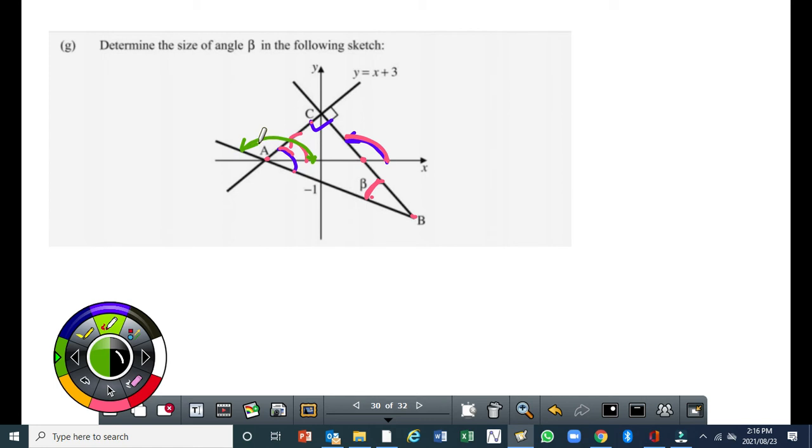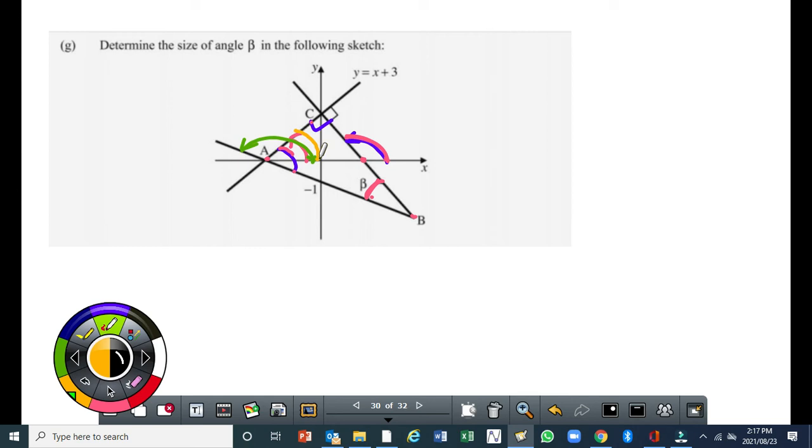Then, you may also have to determine this angle here. Or you have to shift the graph. To shift the graph? Yes. Well, if you can come up with a method where you shift it, then it's fine. But I'm not going to try and shift the graph.